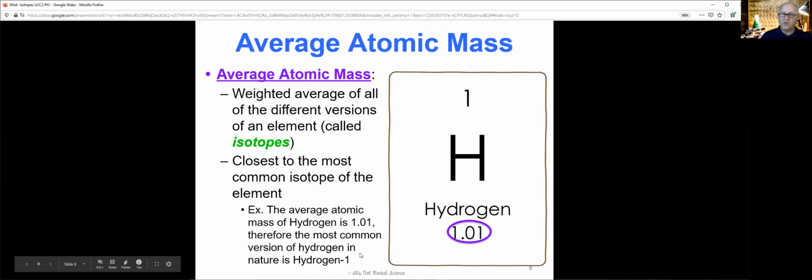We could also put it as a superscript 1 next to the H. So the average atomic mass is the weighted average of all the different versions of an element called the isotope. Remember, average atomic mass is another key vocabulary word for you. You should add that to your vocabulary section as well.